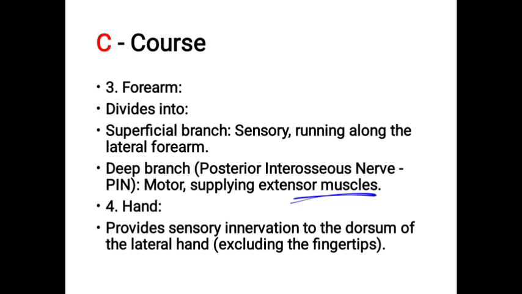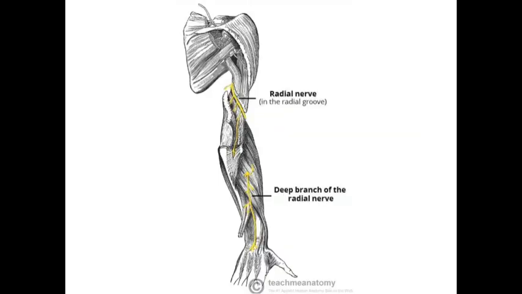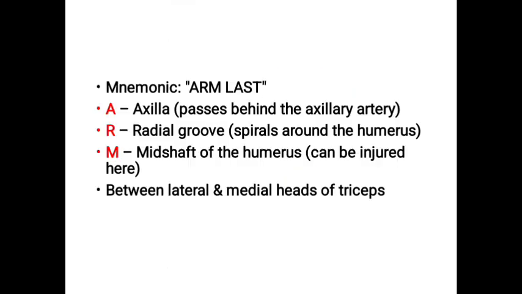Then it also provides sensory innervation to the dorsum of the lateral hand, excluding the fingertips. You will see more of this as we progress in this video. Now, this is the course of the radial nerve demonstrated in this picture, and we can see the radial nerve in the radial groove, and this is the deep branch of the radial nerve.